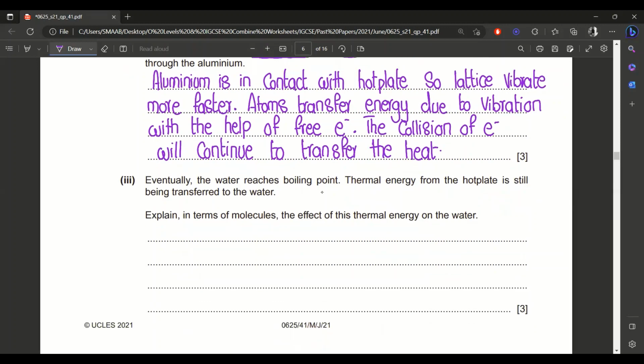And the third part, eventually the water reaches boiling point. Thermal energy from the hot plate is still being transferred to the water. So now we are talking about the water which is in the aluminium container. So thermal energy from the hot plate is still being transferred to the water. Explain in terms of molecules the effect of this thermal energy on the water.